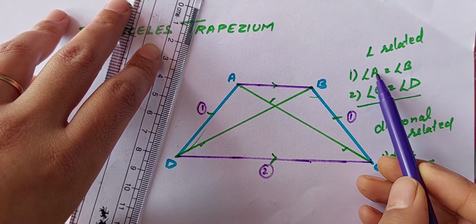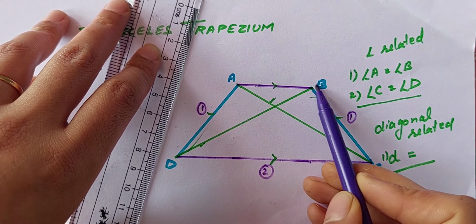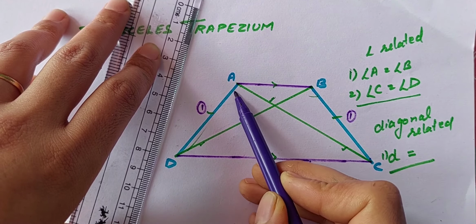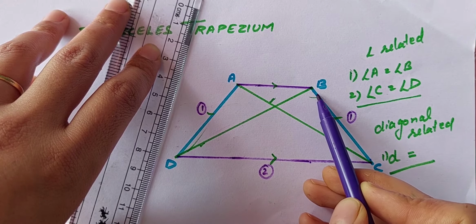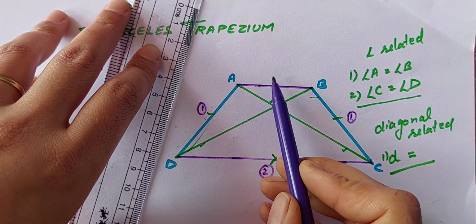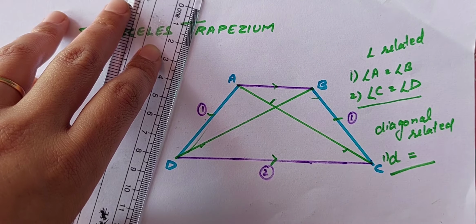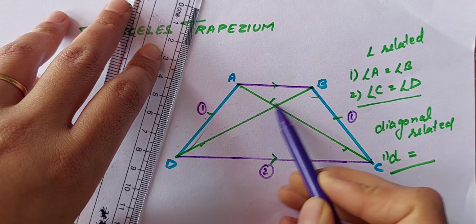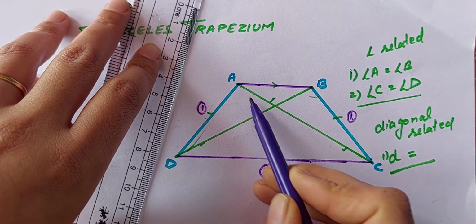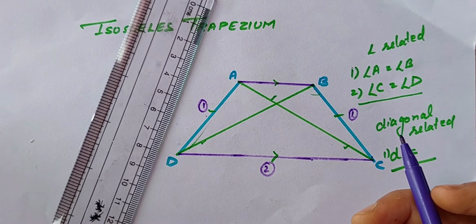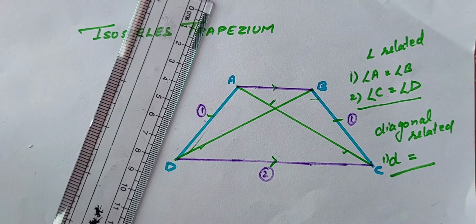You can choose to prove A equals B. If you choose these two triangles, angle A is to be proven equal to angle B. Again we'll have this as the first equality and the second as the common side, and we will not have the third one. For the diagonal-related property also, we can use either this pair. Again, these two triangles cannot be proved congruent. We only have two equalities.